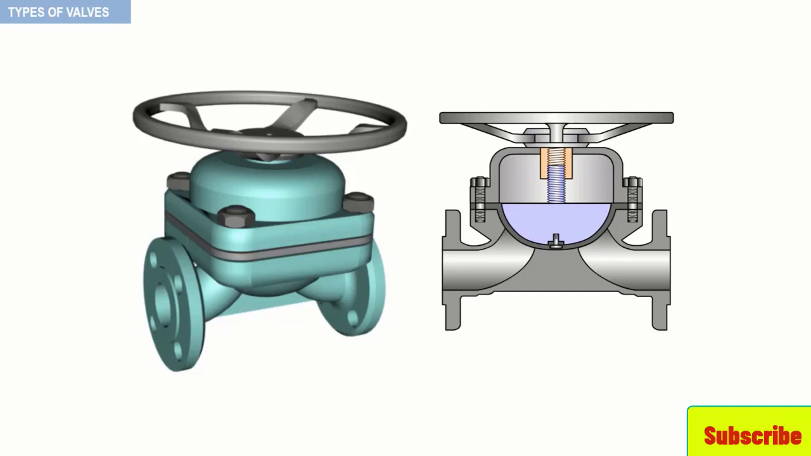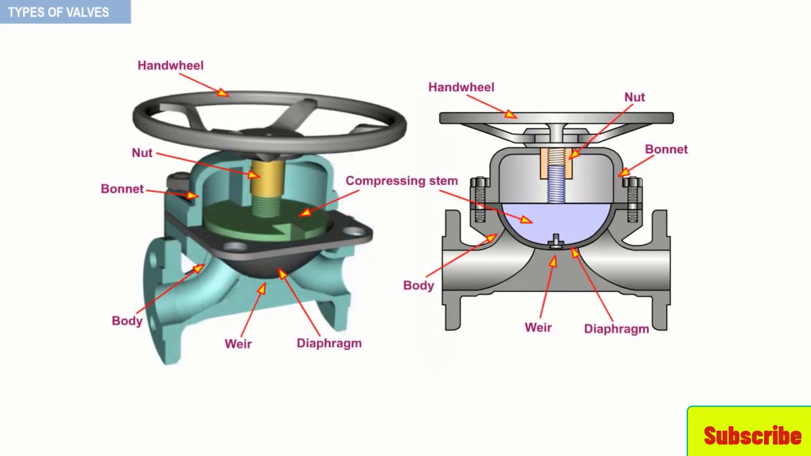Let's look into the internals of the valve and its operation. As you can see here, the valve consists of a rigid body formed with a weir placed in the flow path, a flexible diaphragm which forms the upper pressure boundary of the valve, a stem which compresses the diaphragm against the weir, a bonnet, and a hand wheel.